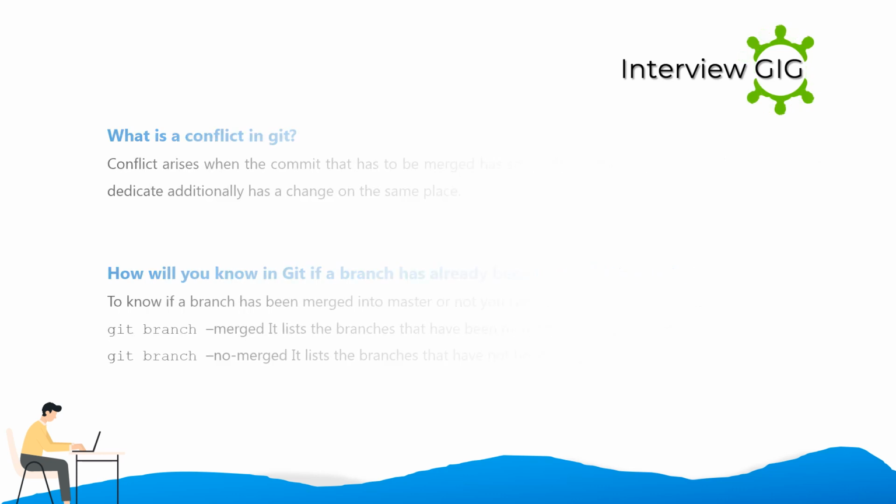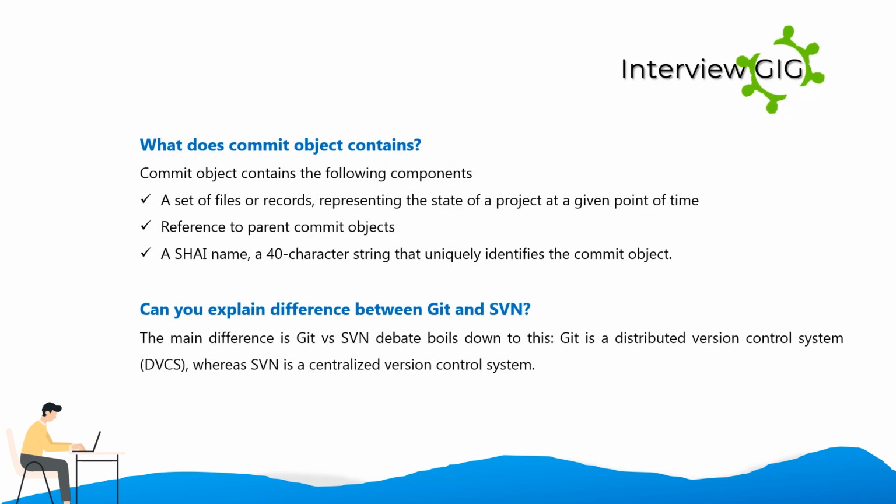What does a commit object contain? A commit object contains the following components: a set of files or records, representing the state of a project at a given point of time; reference to parent commit objects; and a SHA-1 name, a 40-character string that uniquely identifies the commit object.